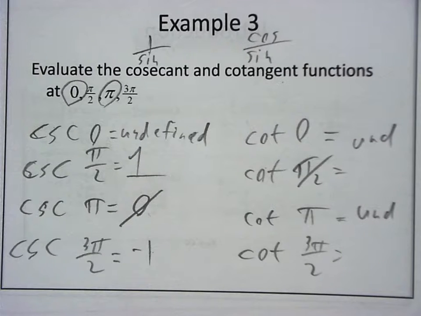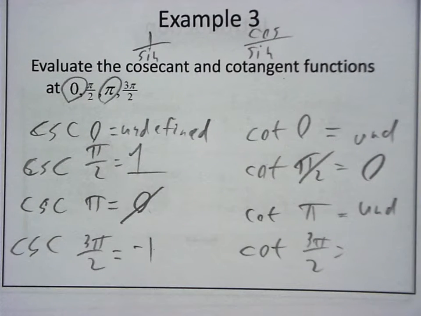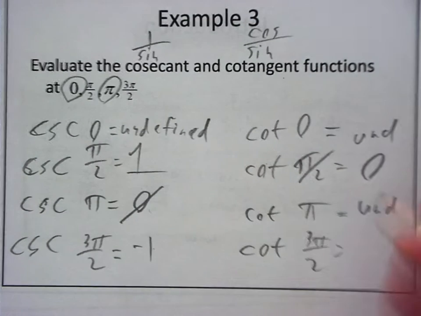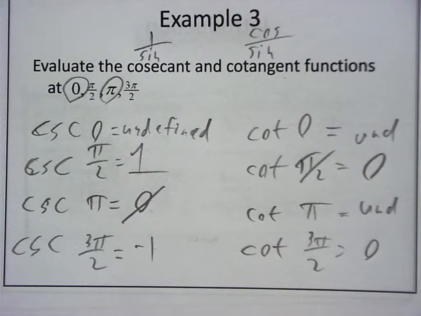When you do cotangent of pi over 2, though, what are you going to get? 0, because sine is still 1, but cosine is 0. 0 over 1 is 0. And cotangent of 3 pi over 2? 0 as well. Because again, 0 over negative 1 is still 0.